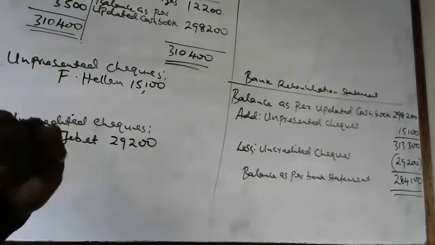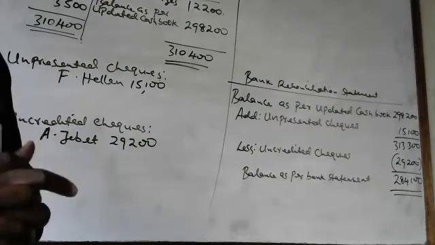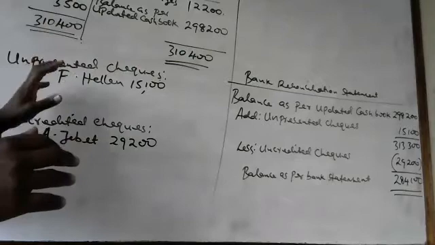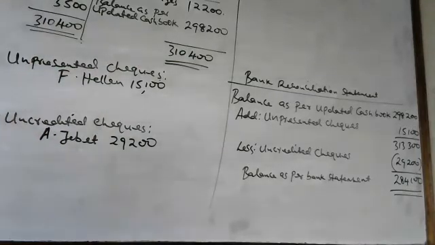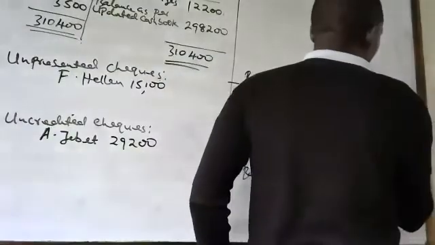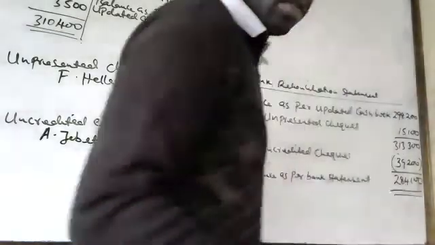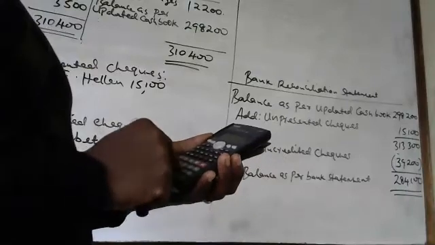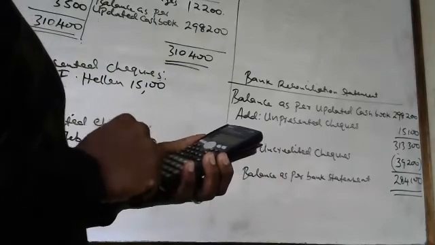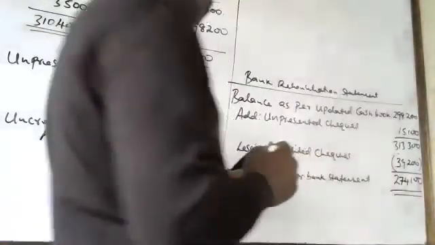Then you include now the items that are missing in the cash book, but they are in the bank statement. And I said here, excuse me, A Jebet is 39,200. Different amount. Yeah, you've written 29,200 in uncredited checks. Okay, let me check. A Jebet is 39,200. If I minus 39,200 from 313,300, it gives us 274,100. Thank you for noting that.